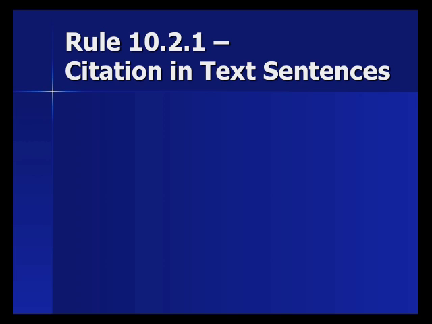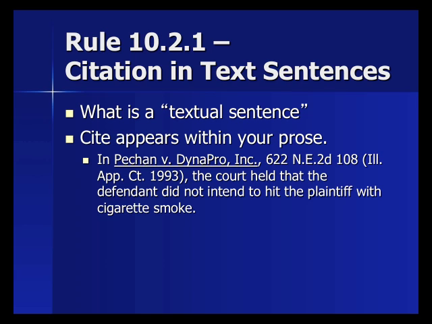So what is a citation in a textual sentence? It simply means that you've placed the cite in the middle of your prose. Look at this example. In this sentence, the writer has placed the citation for Peachin versus Dynapro in the middle of his sentence about the case's holding. This placement makes the citation a citation in a textual sentence.